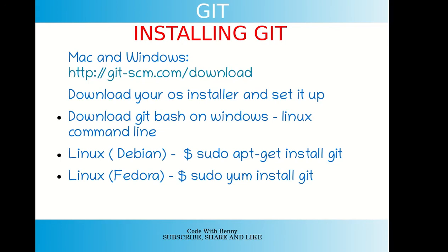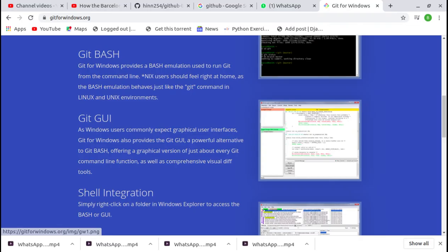If you're using Linux, you will say sudo apt-get install git, okay? That is for Debian. And if you're on Fedora, you say sudo yum install git. Also, if you're on Windows, you can also download Git Bash. Git Bash is a command line which gives you a Linux environment, okay? It lets you run some Linux commands on Windows. So I recommend you also download Git Bash, okay?